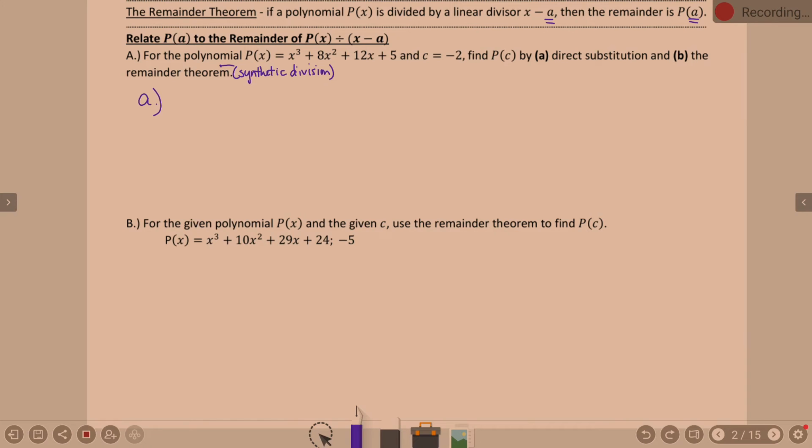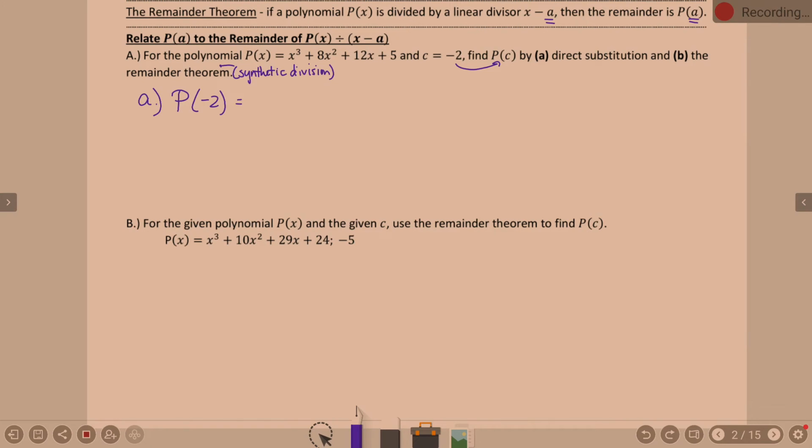Okay. When they talk about finding P of C by direct substitution, what is our C value? -2. So they're saying find P of -2. In order to find P of -2, what does that mean? We take the -2 and put it where? Every place we see an x, right?